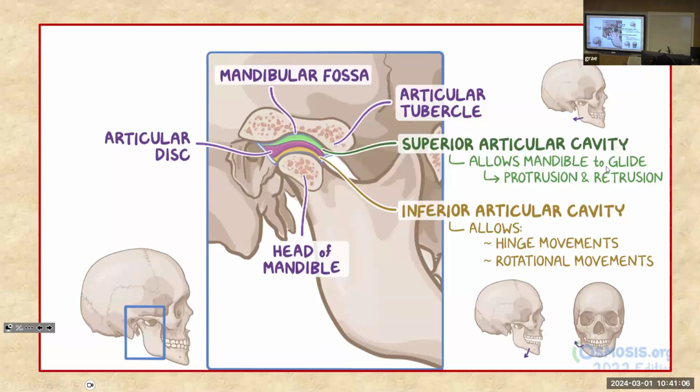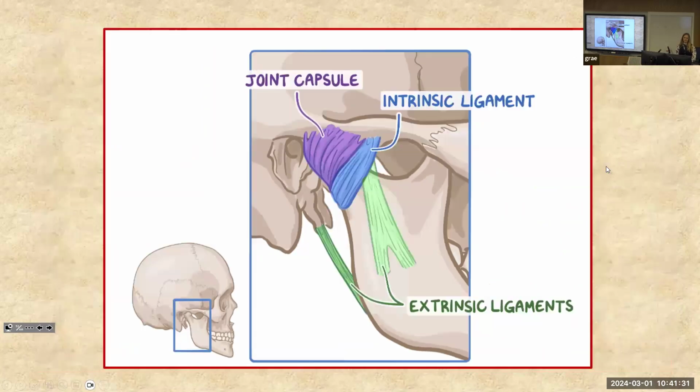And when you put it in there, even though the disc isn't there, you can kind of pretend like you're doing those actions. And so you have protrusion and retrusion that will occur in the superior cavity. And the inferior articular cavity is simply the hinge joint movements of the joint. Okay, so that's as simple as we can make the TMJ joint in regards to its motions.